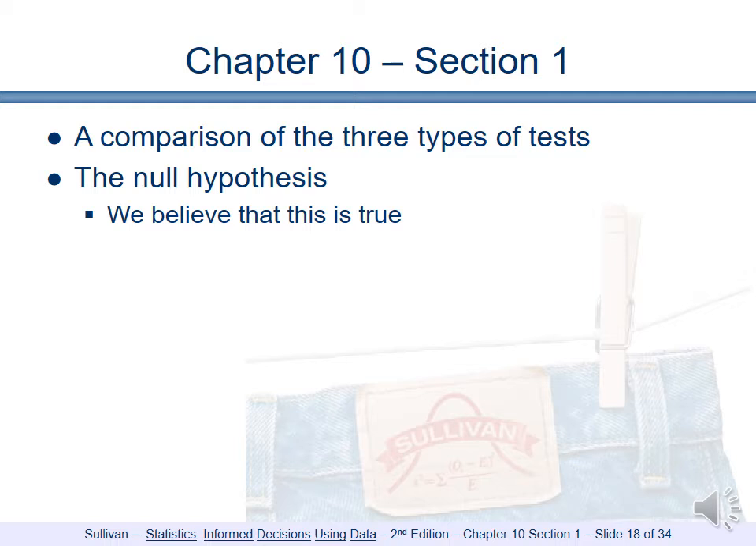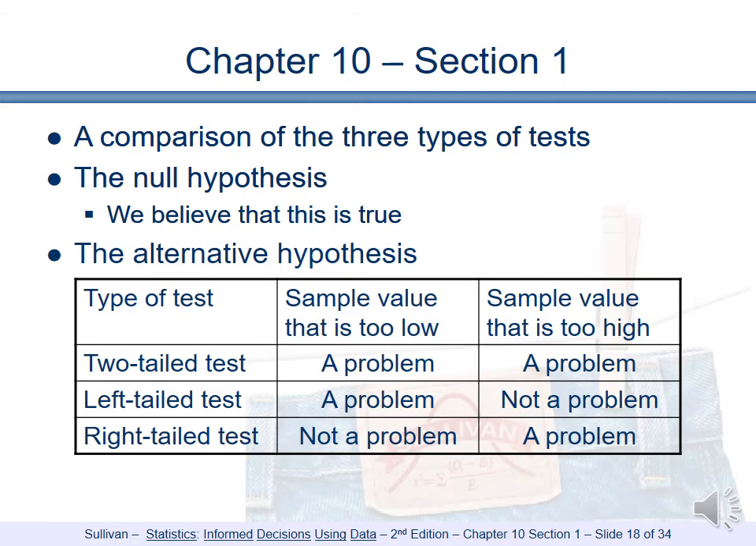Comparisons of these three types of tests. The null hypothesis, we believe that this is true. So here we go. In a two-tailed test, a sample value that's too low is a problem, but so is a value that's too high. The left-tailed test, being too low is a problem, but more than that is not. A right-tailed test, if we're too low, it's not a problem, but if we're above that, it is. That kind of makes sense.